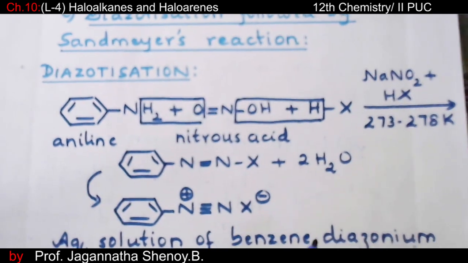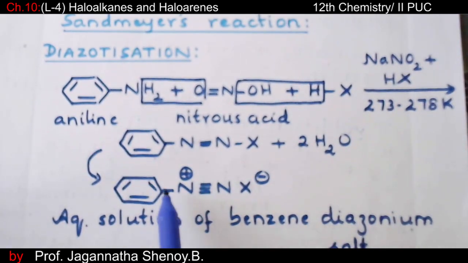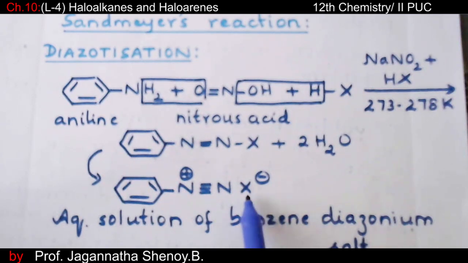We have to write it in ionic form, and the ionic structure will be a benzene ring, N plus, triple bond N, single bond X minus, and the name of the compound is benzene, N triple bond N, N double bond N actually. It is called the diazo group. So it's a benzene diazonium. You have a positive charge on nitrogen. That's why diazonium. Then here it is a salt, X minus.